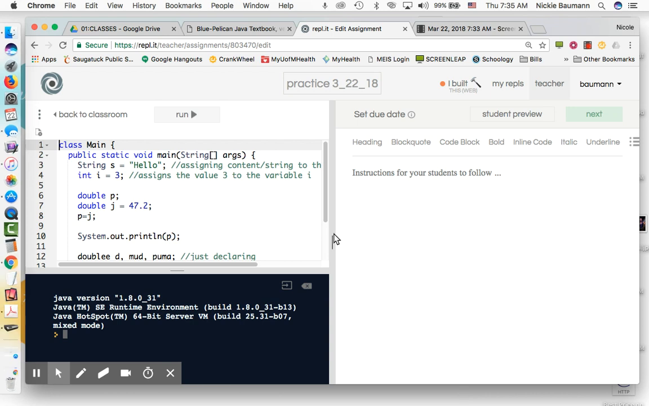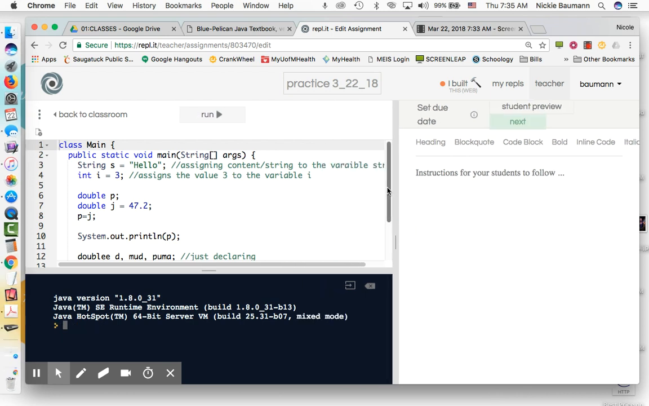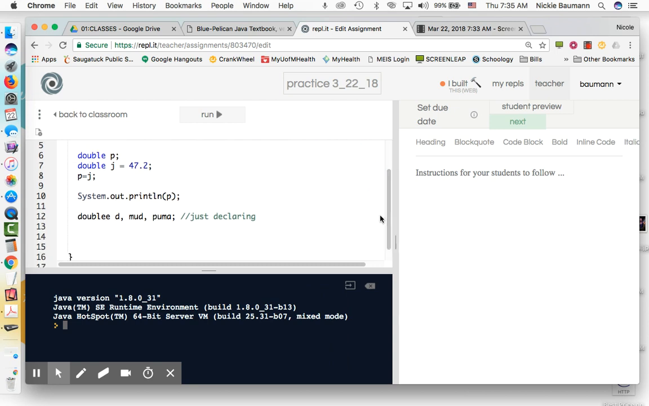Okay, now that I've got my internet fixed here, let's go ahead and run. Oop, it looks like I got rid of a bunch of things here. We can go ahead and scroll down.